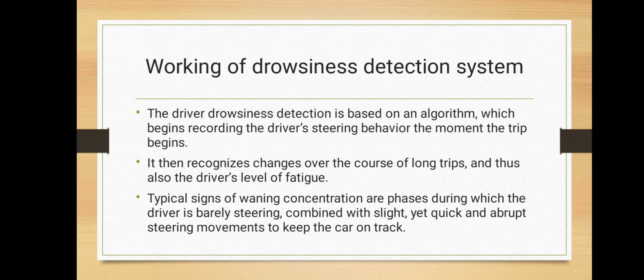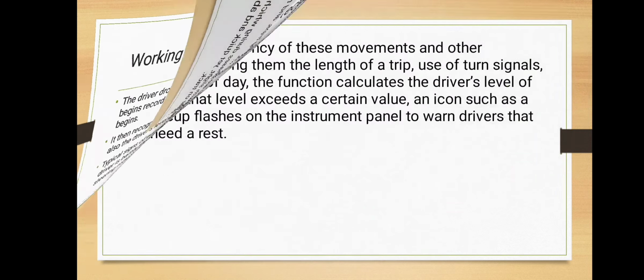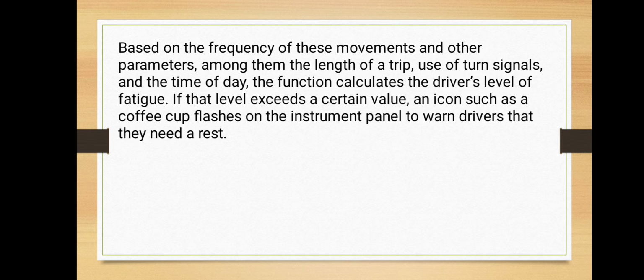So, based on the frequency of these movements and other factors, the system determines the driver's level of fatigue. If that level exceeds a certain value, an icon such as a coffee cup flashes on the instrument panel to warn drivers that they need a rest. So once they get this alarm, they go for a rest.